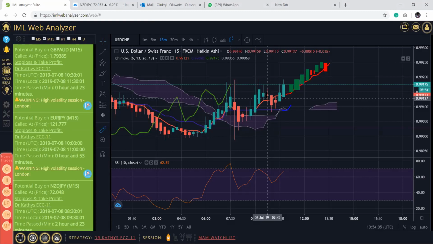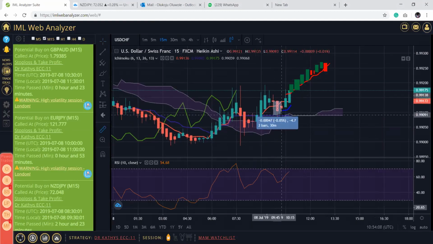You enter somewhere here, and then you close below this red candle. Look at it, 5 pips. You saw that the red candle has formed below the red line, so you quickly exit. 5 pips, not too much.